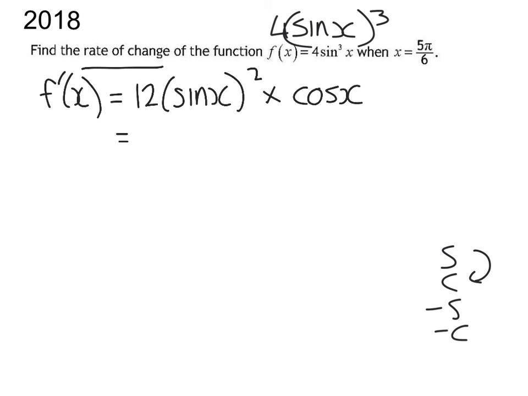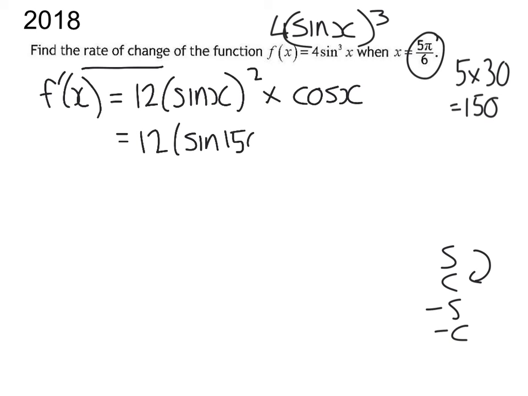Then I'm going to sub in 5 pi over 6. Now 5 pi over 6 is just 5 times 30, which is 150, and I'm going to write in 150 instead. So I've got 12 times sine 150 squared times cos 150.